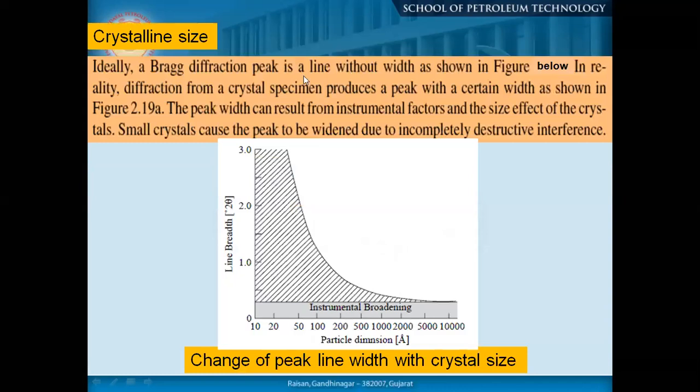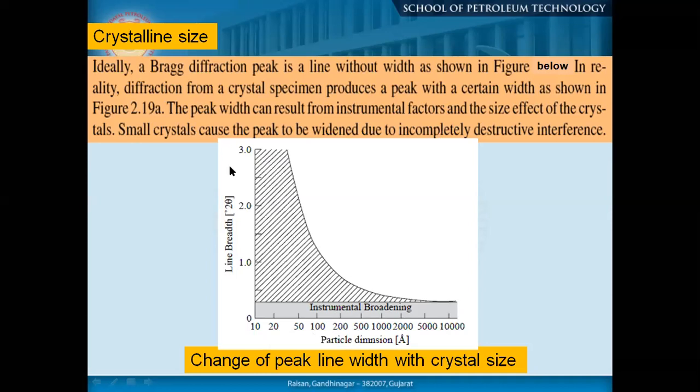Ideally, a Bragg diffraction peak is a line without width, as shown in the figure below. But in reality, diffraction from a crystal specimen produces a peak with a certain width, as shown in this figure. The peak width can result from instrumental factors and the size effect of the crystals. You see the line breadth, and this is the particle dimension. As the particle size decreases, your peak width will increase. This is your particle dimension; as it changes, the broadening of your peak follows.